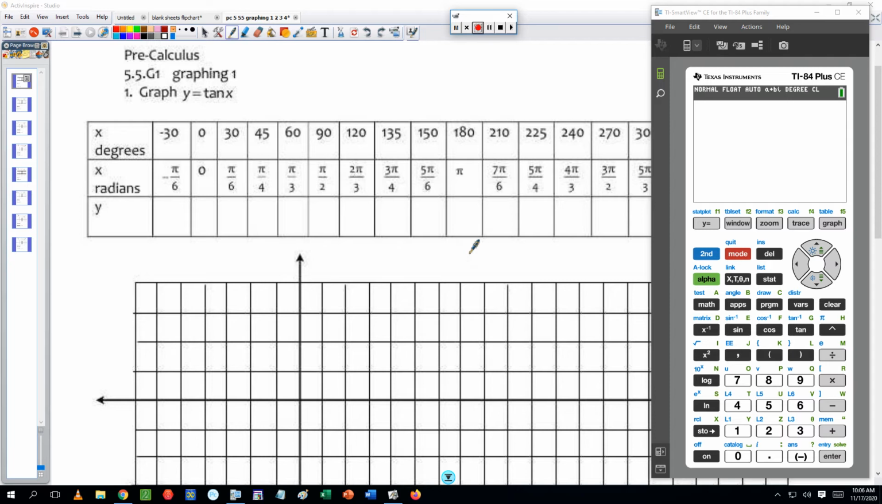Hey, let's make a key for y is equal to tangent. If you go to your calculator, I've adjusted my windows, so let me show you those numbers. And I've adjusted my table set, so let me show you those numbers. So when we go to y equals and we type in the tangent of x, you're going to get a graph that looks like this.